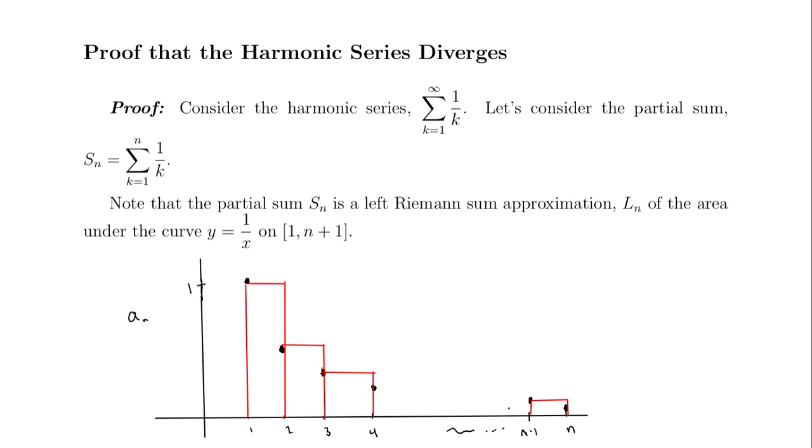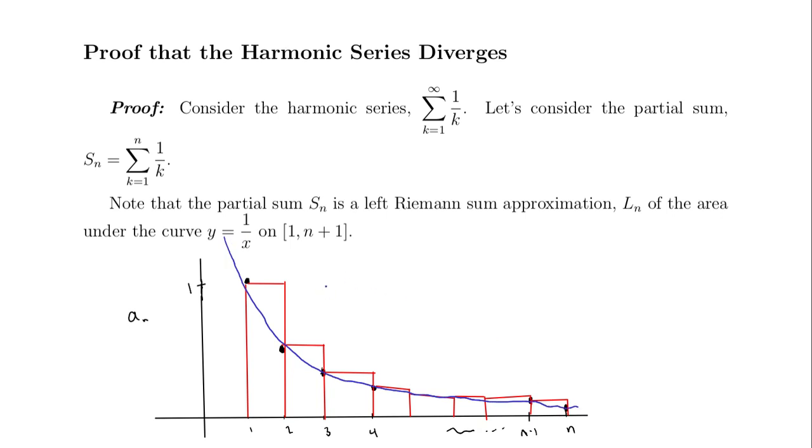So if we take a look at this area, there's a whole bunch more boxes in here that we're missing, right? There we go. So if we take this area and we add up all the areas of the rectangles, we get the total partial sum that we're looking at. Now, what we'll notice is that this is a left Riemann approximation of the area under this curve. Now, this is our function 1 over x.